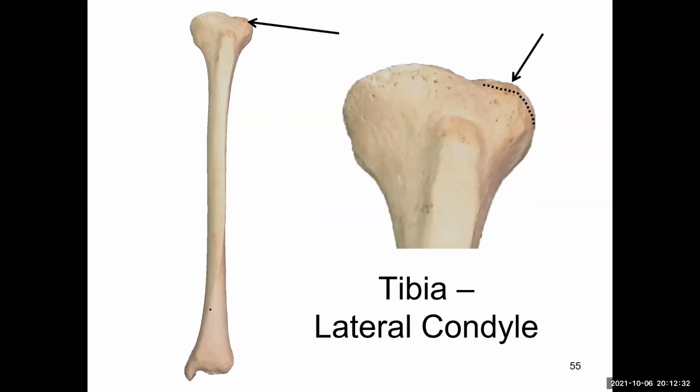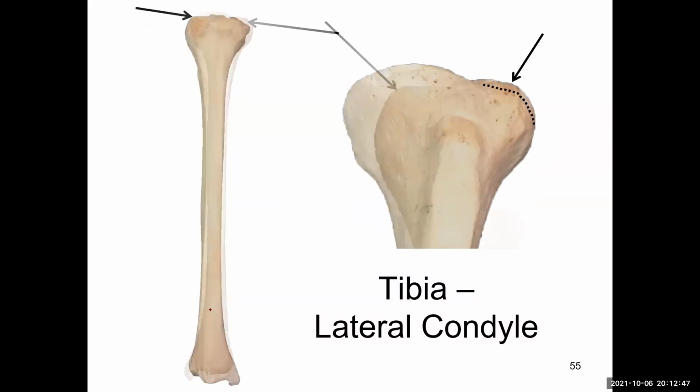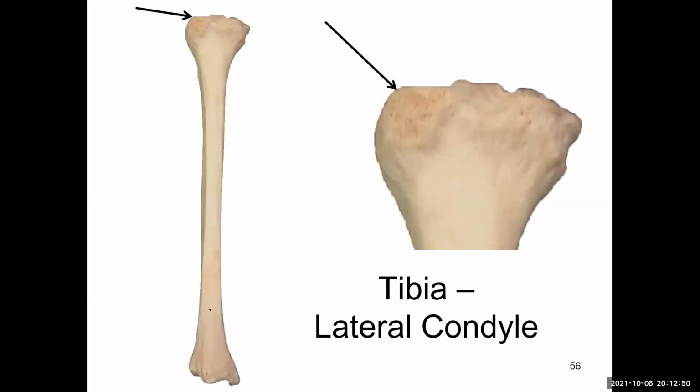All right, flipping the bone back over, we're on the anterior view. We can see the tibial tuberosity there. And then we are on the lateral side because the arrow is pointing to the opposite side of the medial malleolus. So that is the lateral condyle. Flip the bone over. Here it is on the posterior view. There's the lateral condyle from the posterior view.